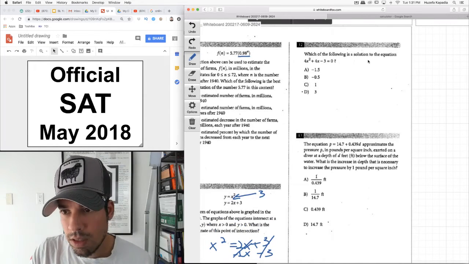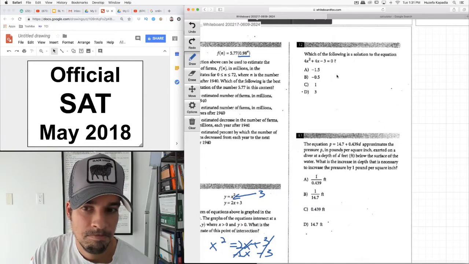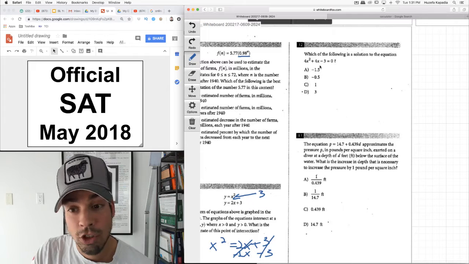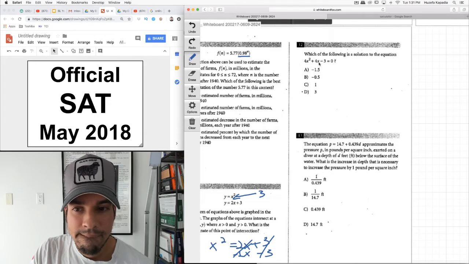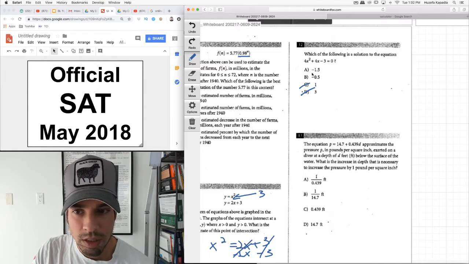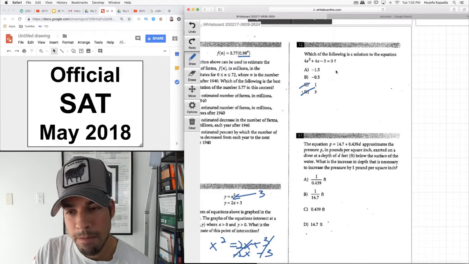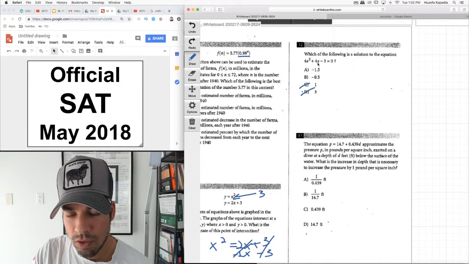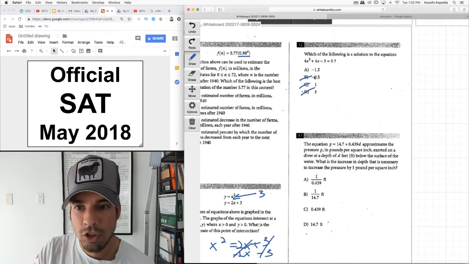Which of the following is a solution to this equation? You could plug and chug if you want. It's not 1. It's definitely not 3 because it's just too big with that square. It's one of these two. So it's a little tricky. It's probably this one. But let's actually prove it now. I'll show you how.